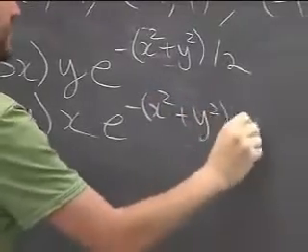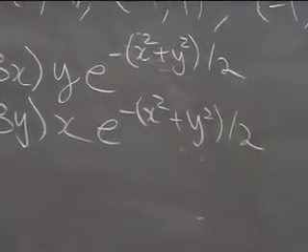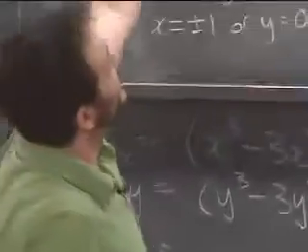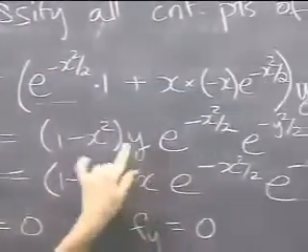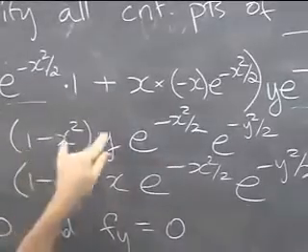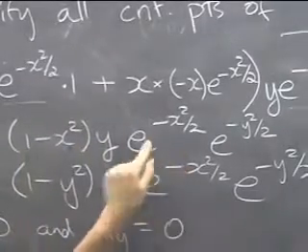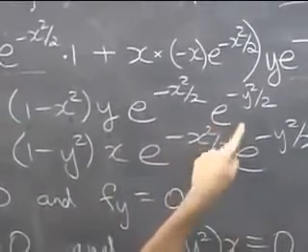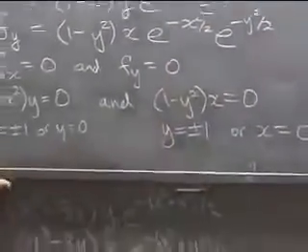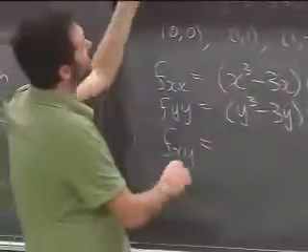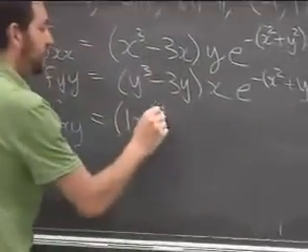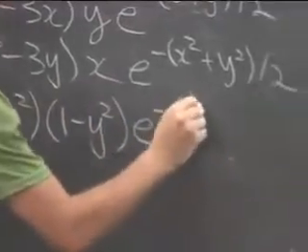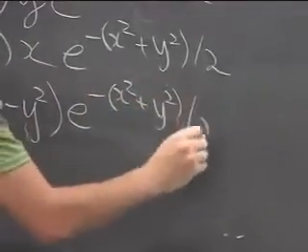Actually, the mixed one is not so hard to compute. If you look at fx and differentiate it with respect to y, you have 1 minus x squared times e to the minus x squared over 2. But the y stuff is y e to the minus y squared over 2, which you've already differentiated. So you can save time and see just by thinking about it that the answer is 1 minus x squared, 1 minus y squared, e to the minus x squared plus y squared over 2.